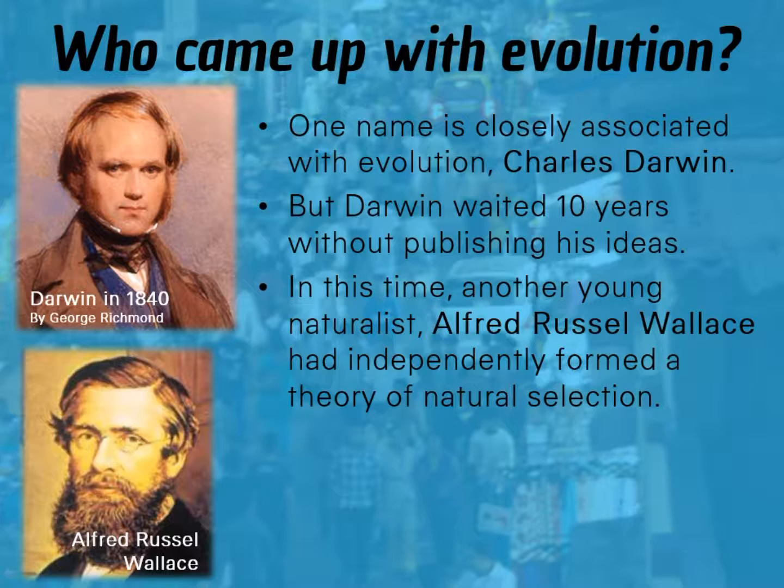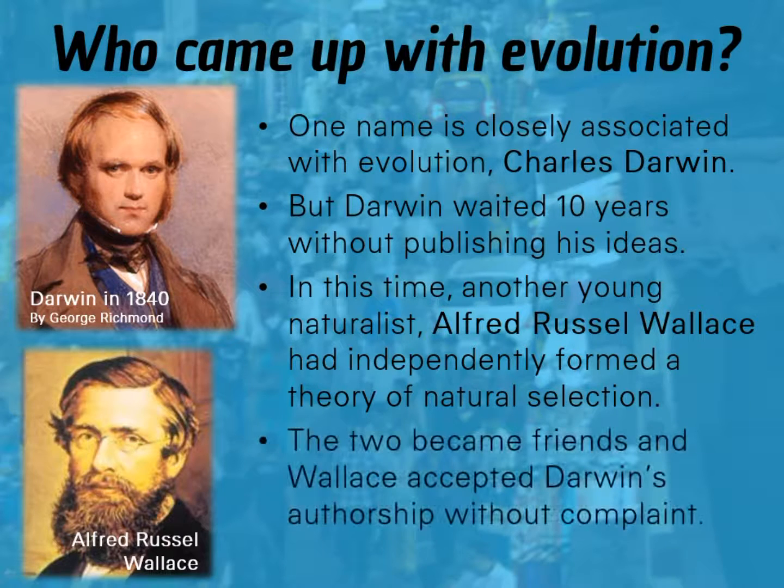And in this time, there was another young naturalist called Alfred Russel Wallace who independently formed a theory of natural selection, and he in fact brought it to Darwin for his opinion. And Darwin said, this is awkward. But the two became great friends, and Wallace, upon seeing Darwin's previous work, agreed that Darwin had come up with the idea first. But it's important, I think, not to let history forget this other independent discoverer of the theory of evolution by natural selection.